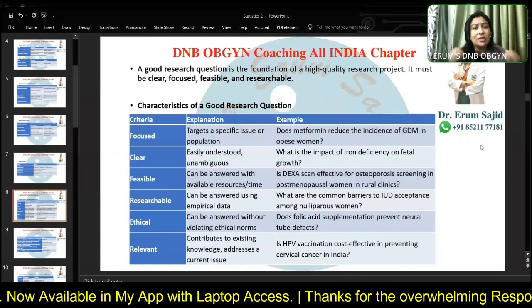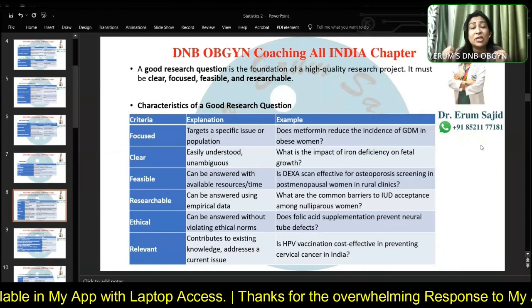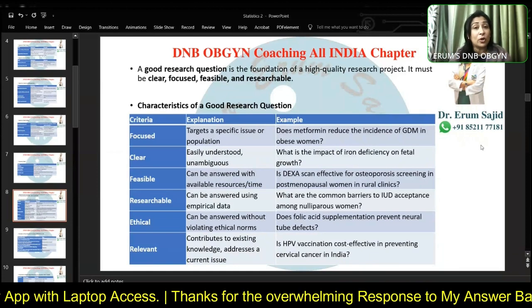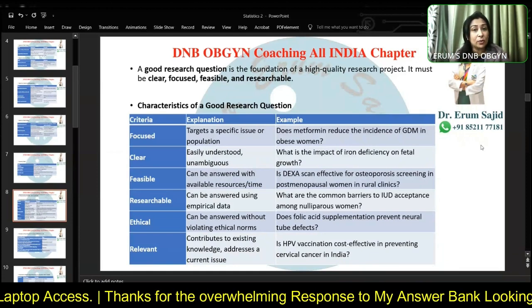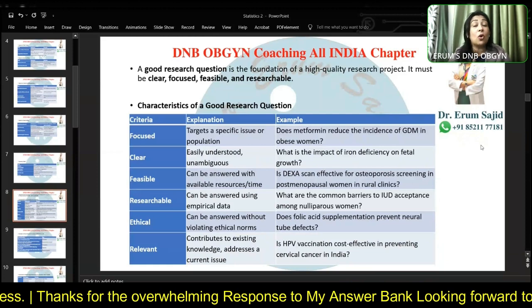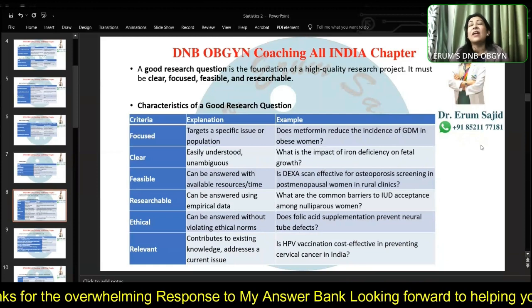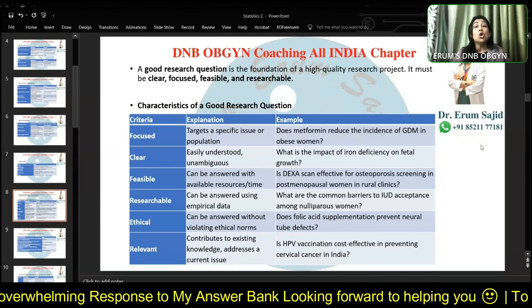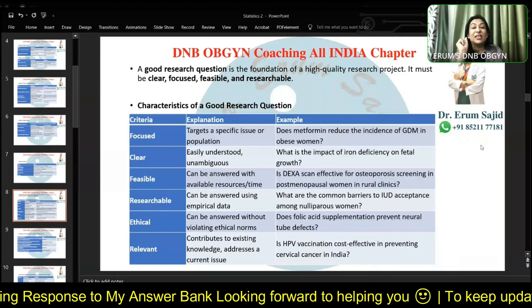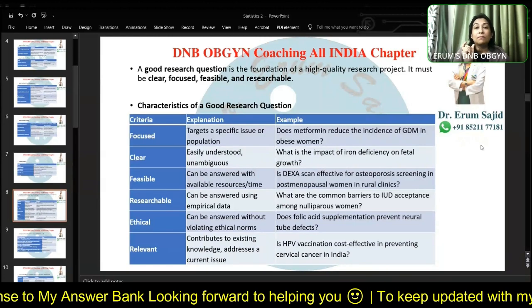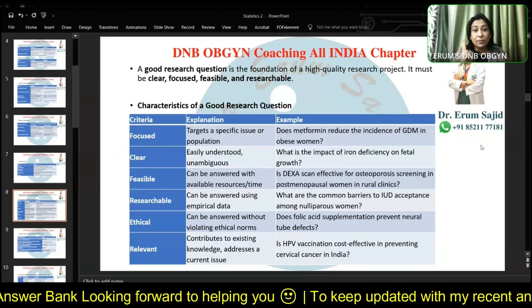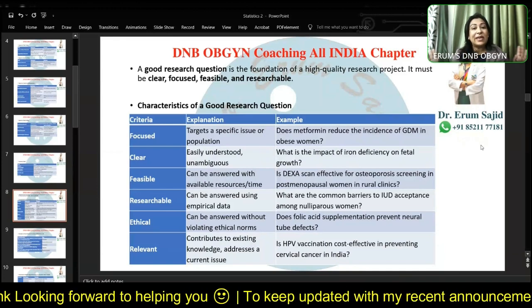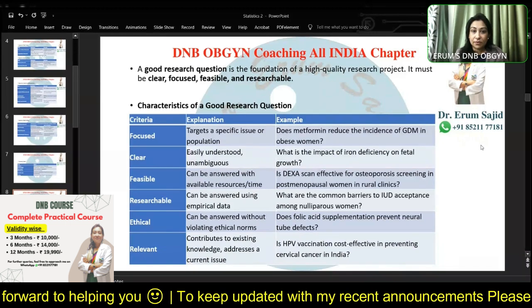Not only that, your methodology, your statistics, your explanation to your statistician of what you want to achieve, what exactly you are looking forward to, your methodology, the discussion of results, everything will be in vain. So you need to have a very focused, very specific, targeted research question. Number one. Number two, it should be clear. It should be easily understood and unambiguous.